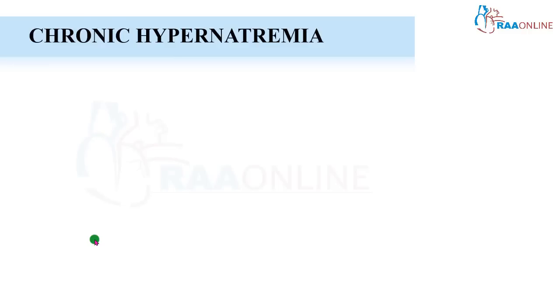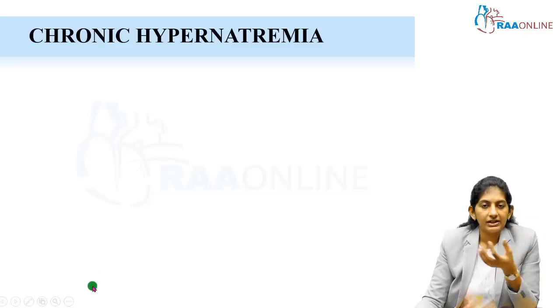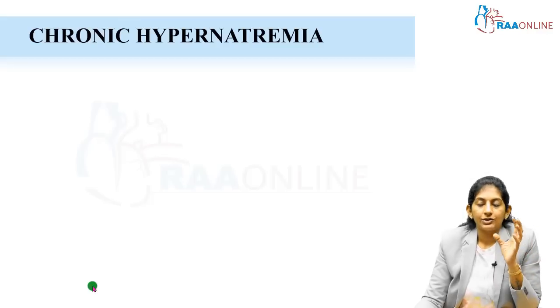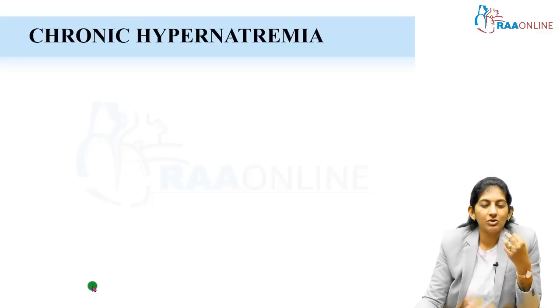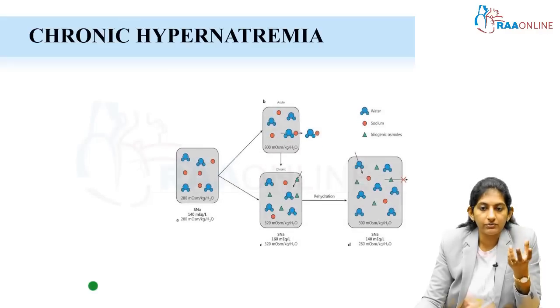What happens if the patient has a chronic hypernatremia? In acute hypernatremia, the cells shrink and there is so much irritability, lethargy, everything is happening. But what happens in a chronic hypernatremia? In chronic hypernatremia, the symptoms will not be that evident because of this reason.